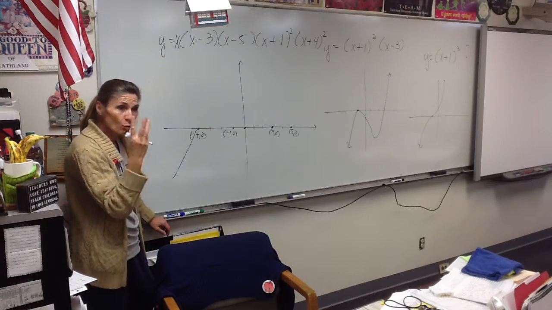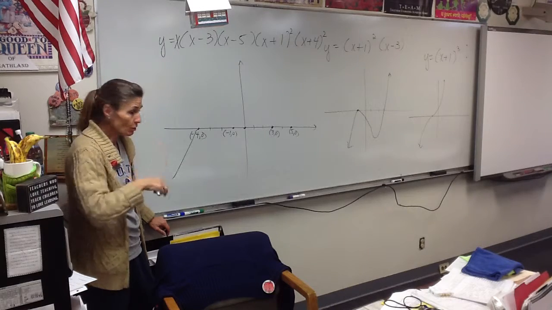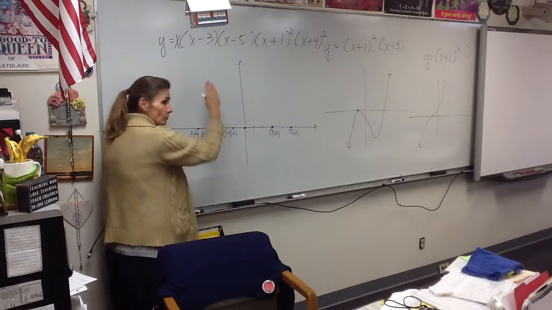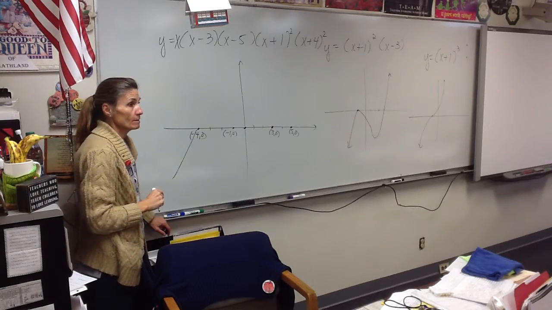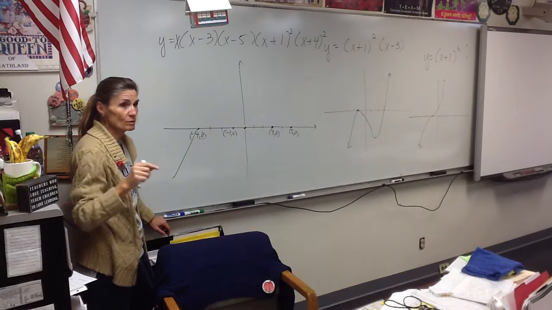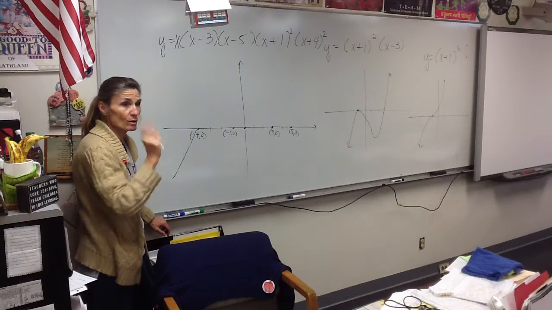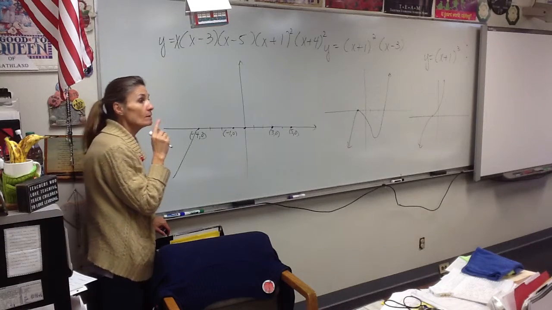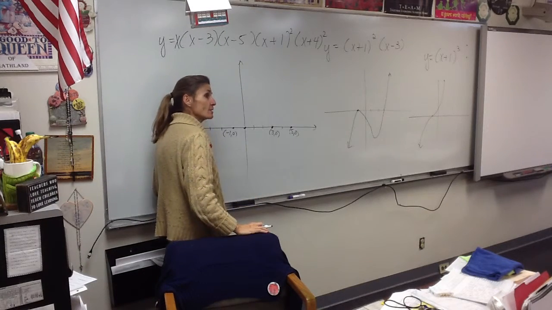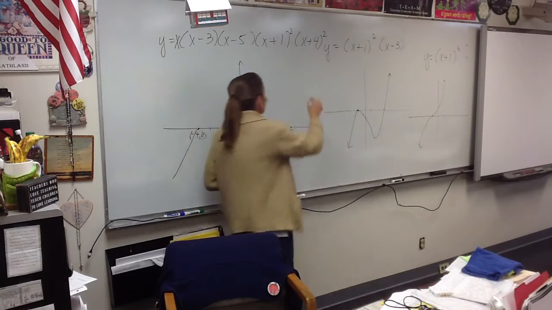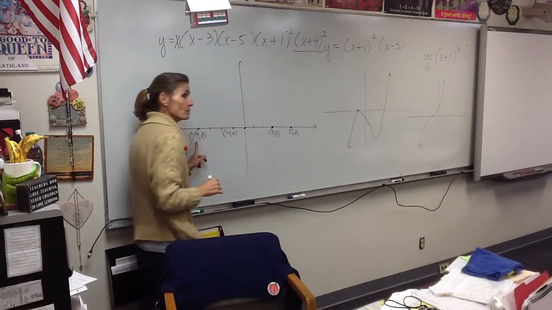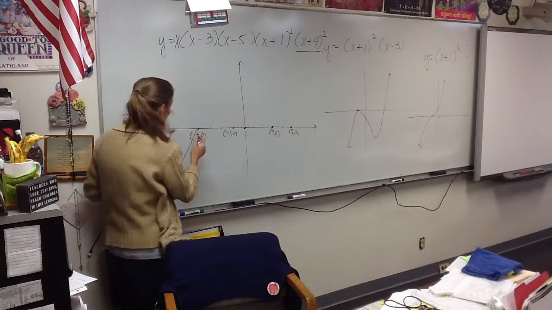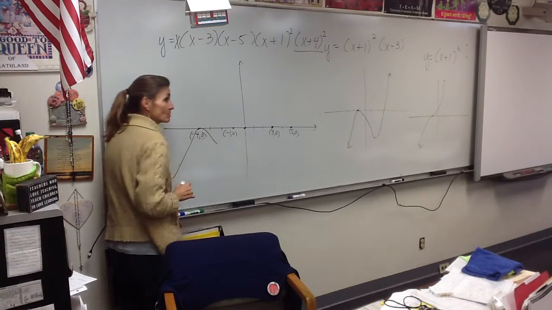Now you got 3 choices when you hit that point. You go right through it, you bounce off of it, or you squiggle through it. What determines which of those it is? How do you know whether you're going to go straight through it, bounce off of it, or squiggle through it? How do you know, Bailey? If it's squared, it's going to bounce off. You look at the factor it came from. This is the factor that root came from. Notice, like Bailey said, it's squared. So we know the curve is going to bounce off.